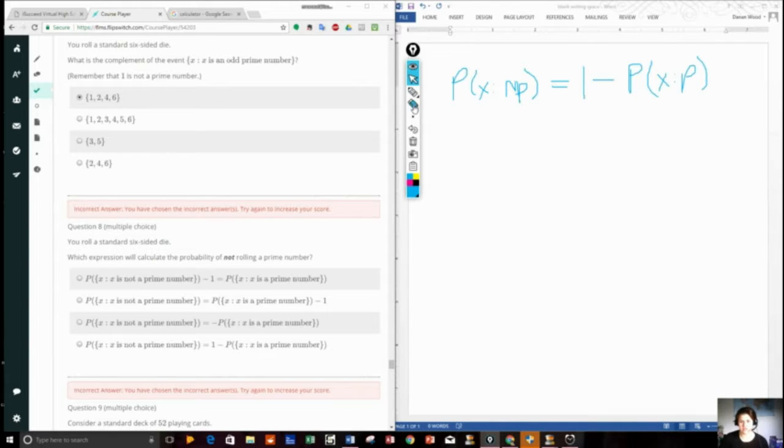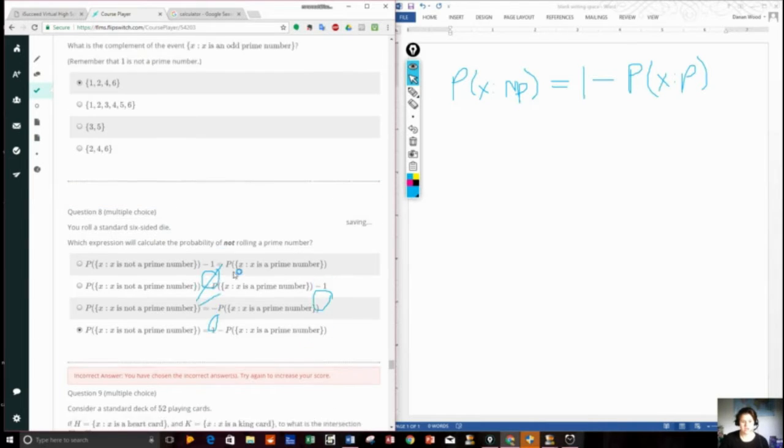So we're going to look for something that says the probability of x is not a prime number is equal to... So this first one is off because we have minus 1 right from the get-go. The probability that x is not a prime number equals the probability that x is a prime number minus 1. No, that would end up with a negative because all probabilities are less than 1, and if you subtract 1 from it, you'll end up with a negative number, and you cannot have a negative probability. Then the probability that x is not a prime number is equal to the negative probability that x is a prime number. No, we cannot have a negative probability. So the probability that x is not a prime number is equal to 1 minus the probability that x is a prime number. That's our complement rule. So there's question 8.